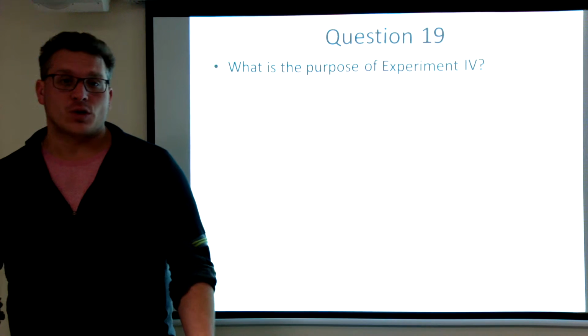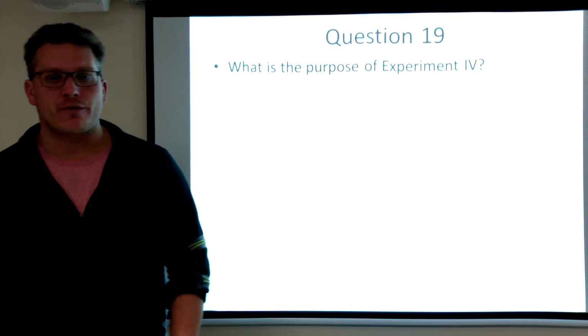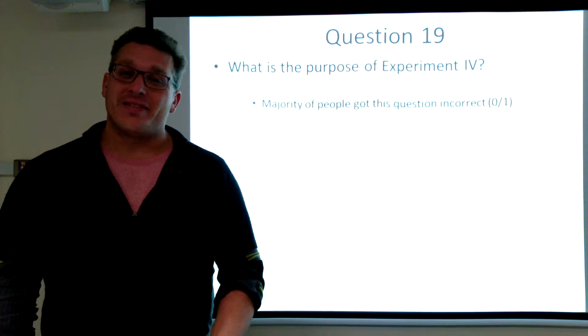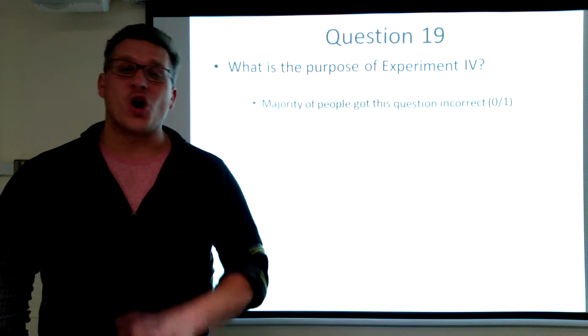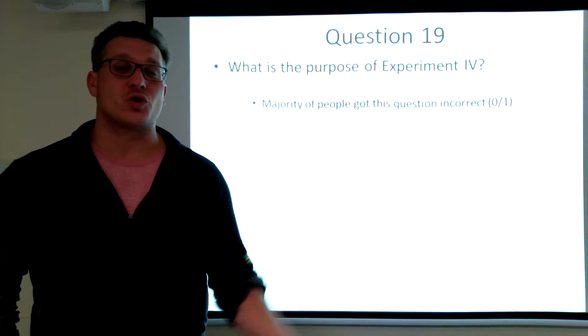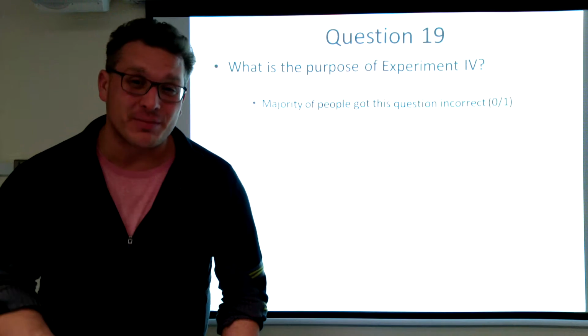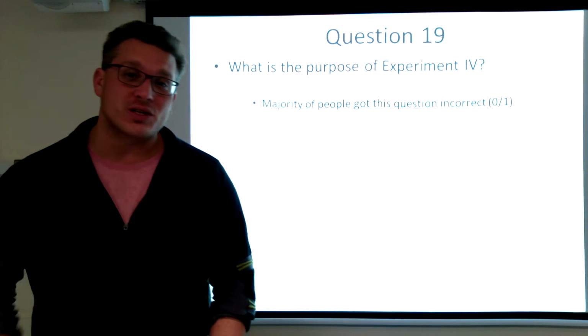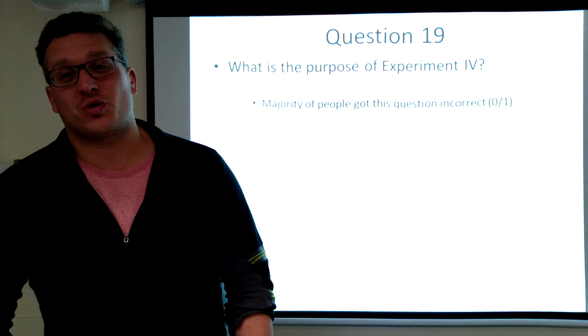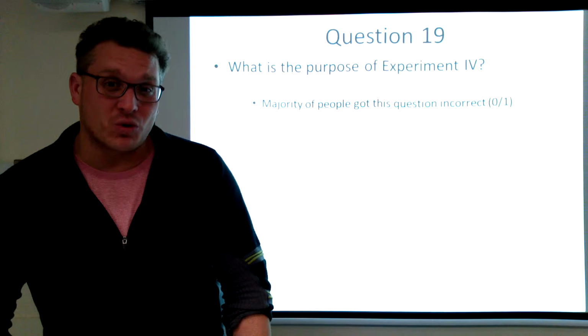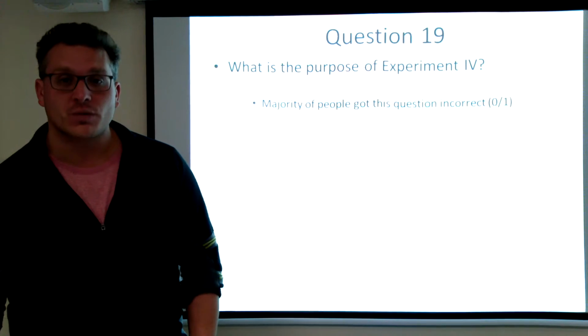Question 19. What was the purpose of experiment 4? Well, this is where it all went wrong. The overwhelming majority of you got a score of 0 out of 1. And I'll be honest, I believe if I was doing this question, I also would have got a score of 0 out of 1, as it was quite tricky what they were looking for.